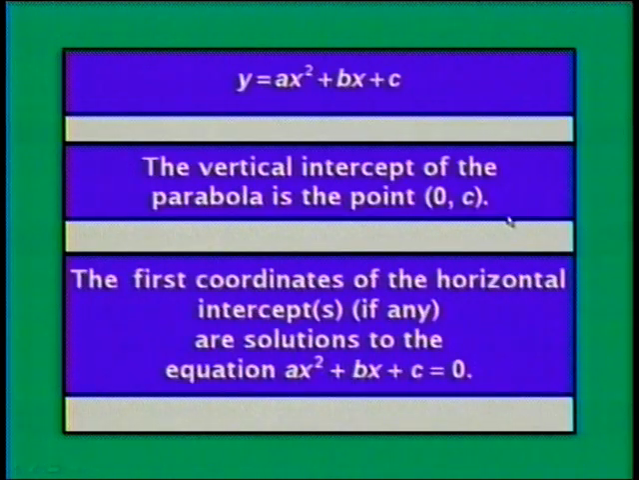What about the horizontal intercepts? Well, we find the horizontal intercepts by setting y equal to 0 and solving for x. We'll be solving a quadratic equation in one variable.